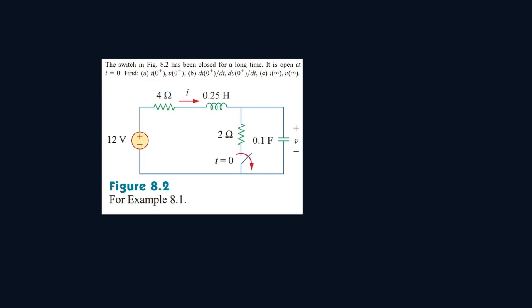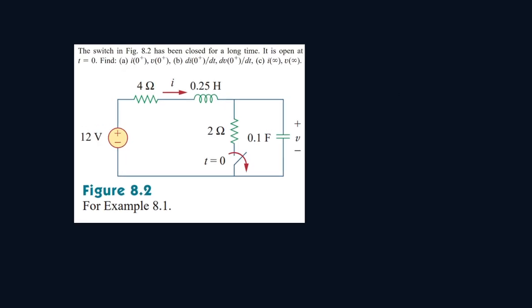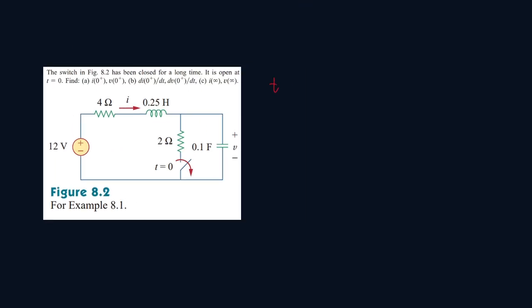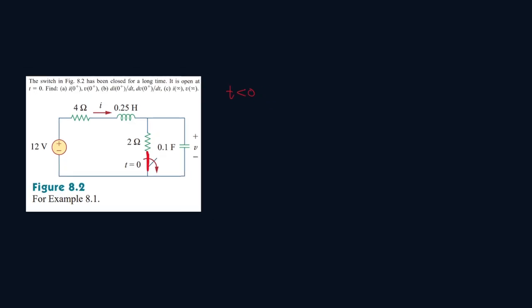Okay, so for the following circuit here, we have to find all of the following here. So we're given the circuit when the switch is flipped when t is equal to 0. So let's draw the circuit when t is less than 0. So when t was less than 0, this was closed. We're going to take the assumption that it's been closed for a very long time.